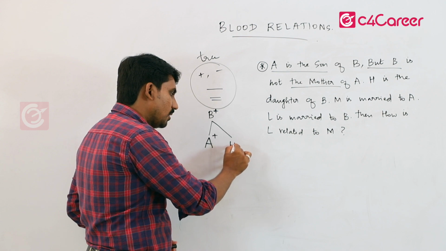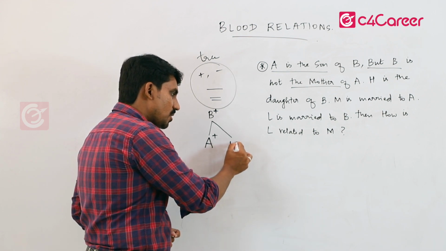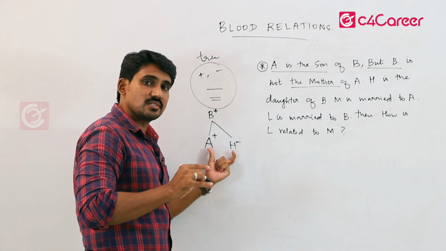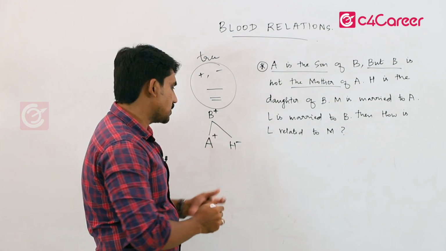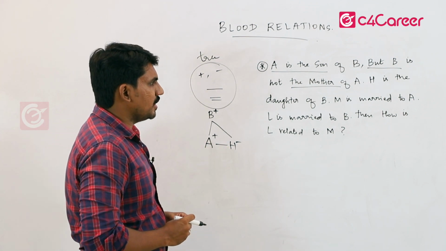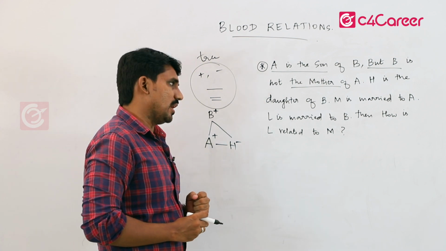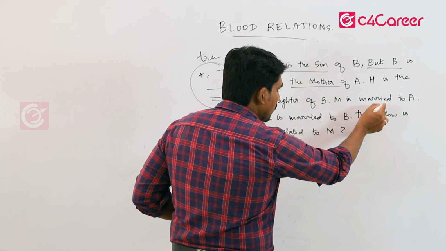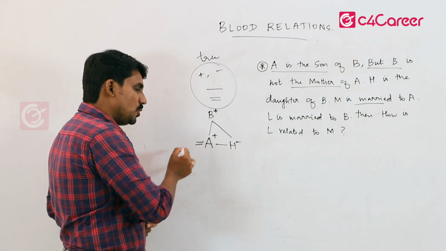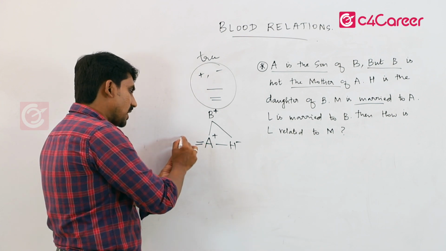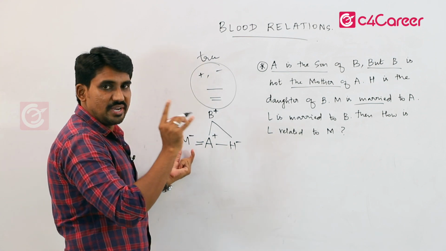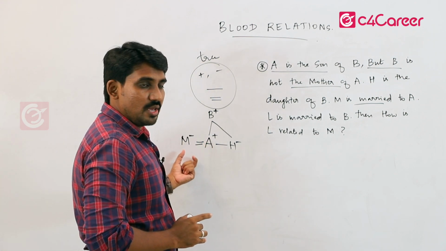Daughter, lower level. H is the daughter of B. And these two persons, A and H, are siblings. I already told you, for siblings just put a single dash between A and H. Then, M is married to A. How can we denote this? Married means couples, so put a double dash. A plus is married to M, and since A is plus, this spouse is minus. A is male, M is female.